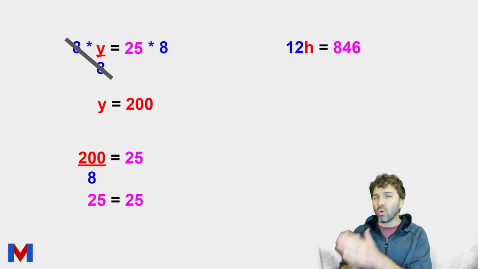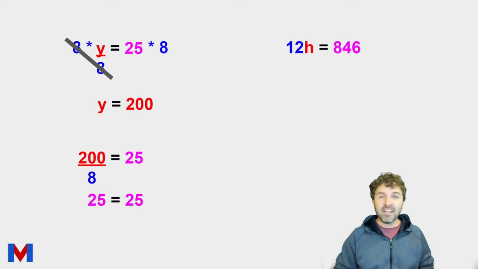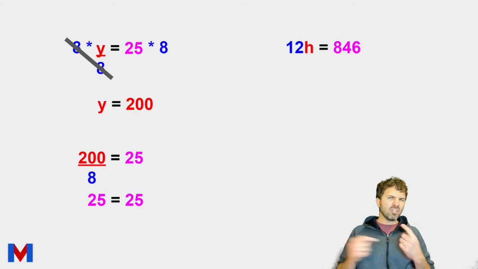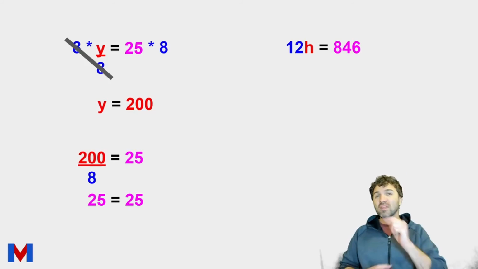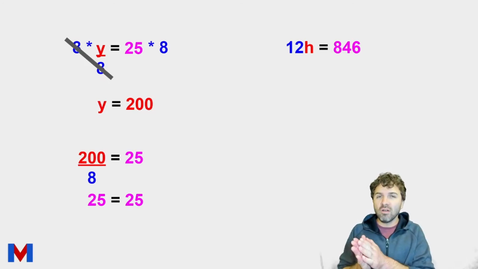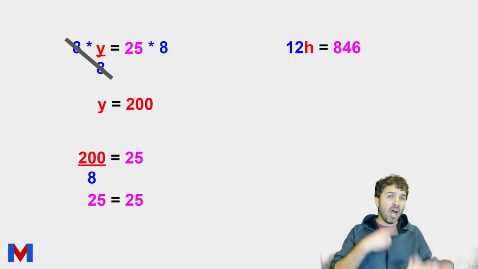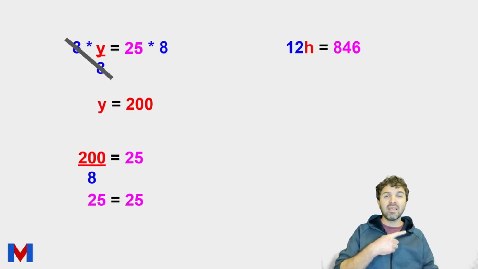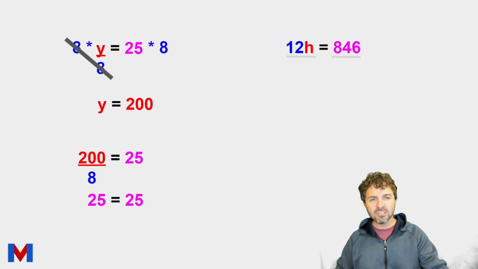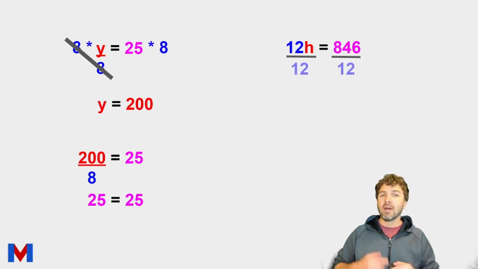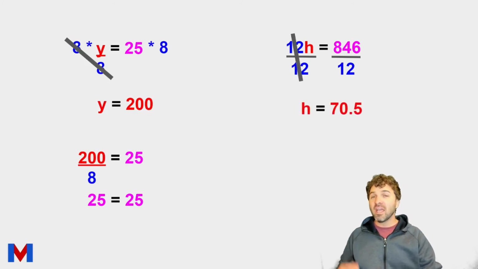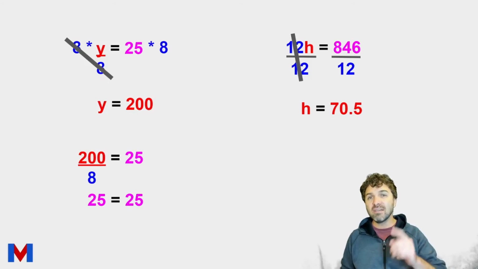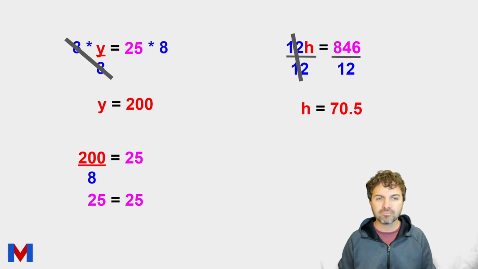Another way of saying this is 12 times what is 846. Again, if you're not sure what that is, because I don't know off the top of my head, then we need to get rid of that 12. This is times 12, it's multiplying. So we do the inverse, the opposite operation. The opposite of multiply is divide. So we're going to divide both sides by 12. 12 divided by 12 is 1. 1 times h is h. And 846 divided by 12 is 70.5.